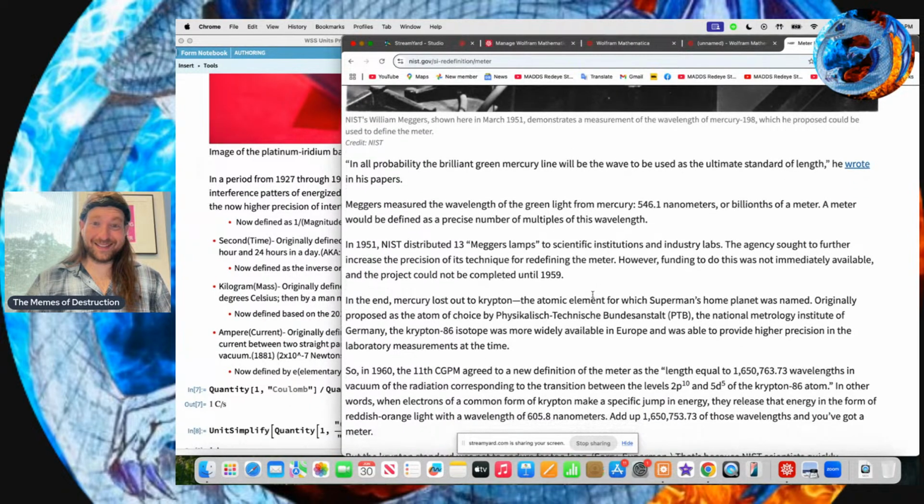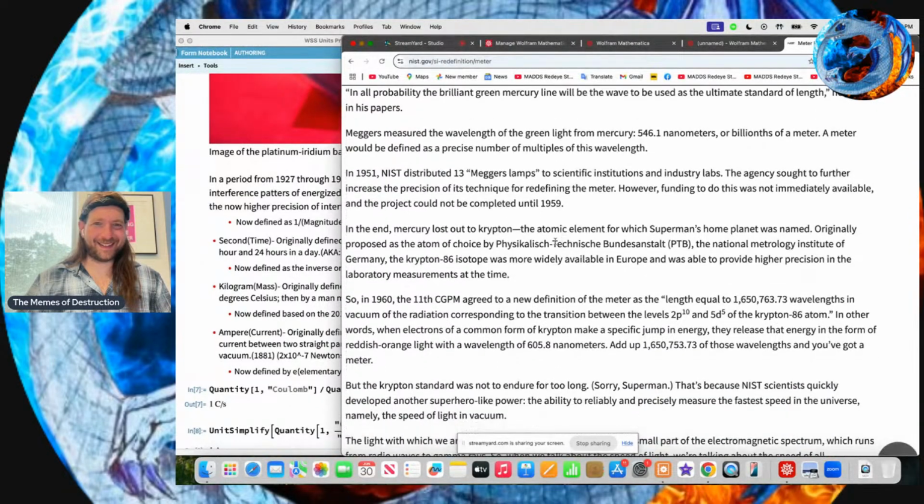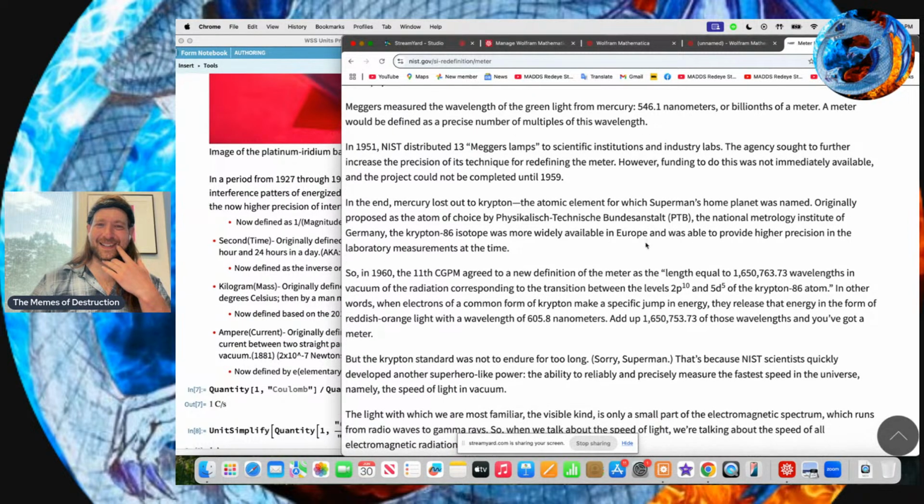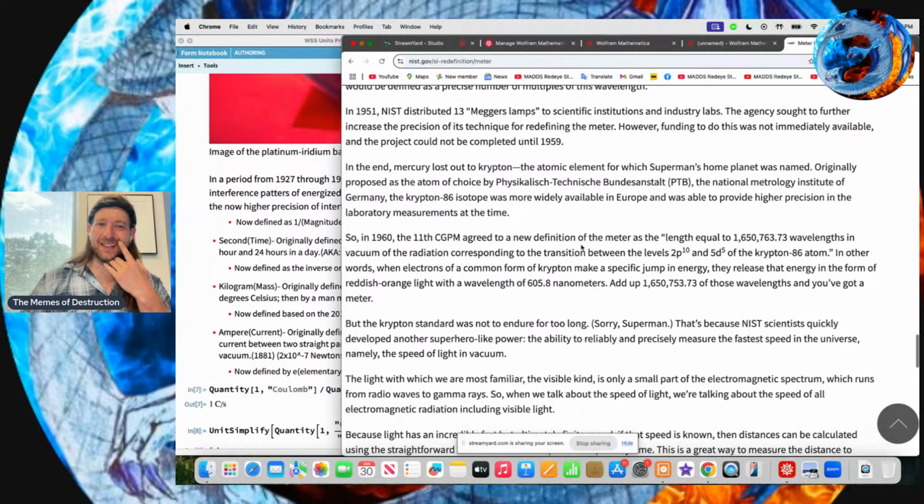All right, it's not immediately available. In hindsight, that's a terrible name for things. In the end, mercury lost to krypton. Why? Because it prevents Superman from entering your house. Of course they had to make the joke. Natural mercury is widely available. Okay, this still isn't as bad as the lumen definition.